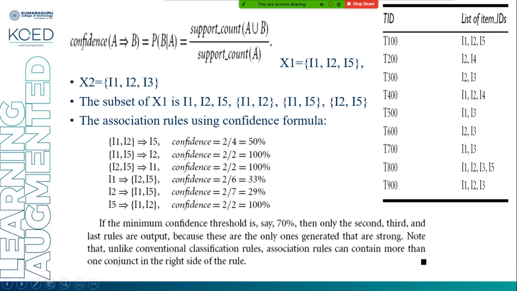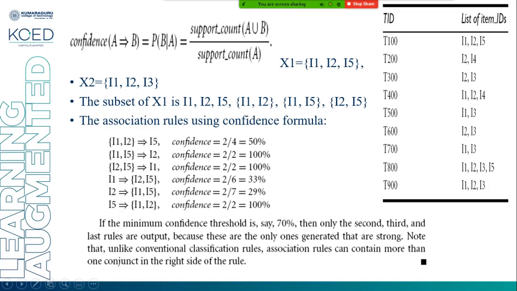So how to calculate the confidence? Support count of A union B divided by support count of A. So we are having x equal to 1, 2, 5. First I am taking x. You have to divide it into subsets. How many subsets? K minus 1 subsets. K is 3, so up to 2-item subsets. So I am dividing x: 1 comma 2, then 1 comma 5, and 2 comma 5. These are all the subsets.